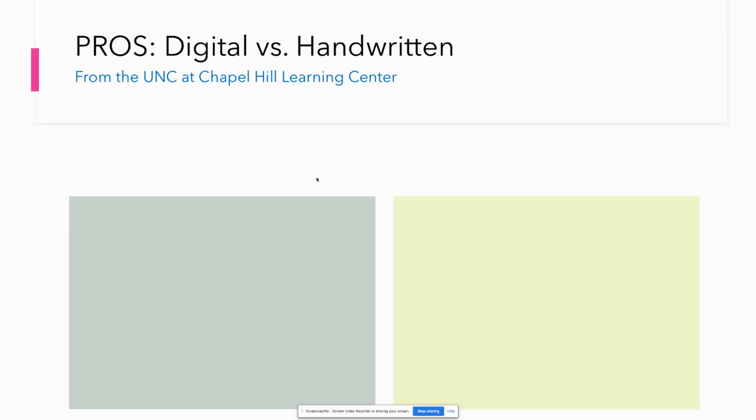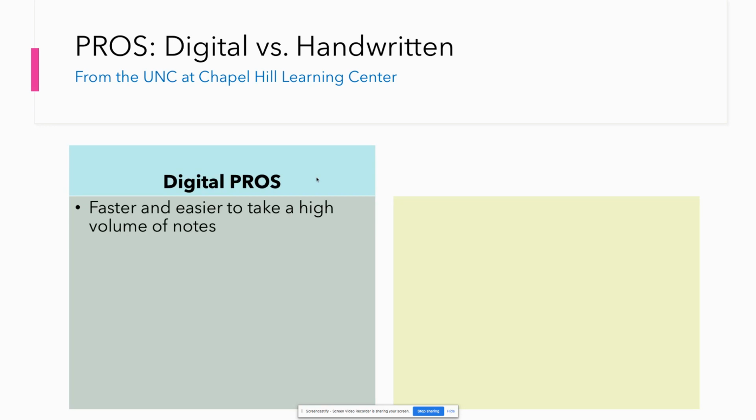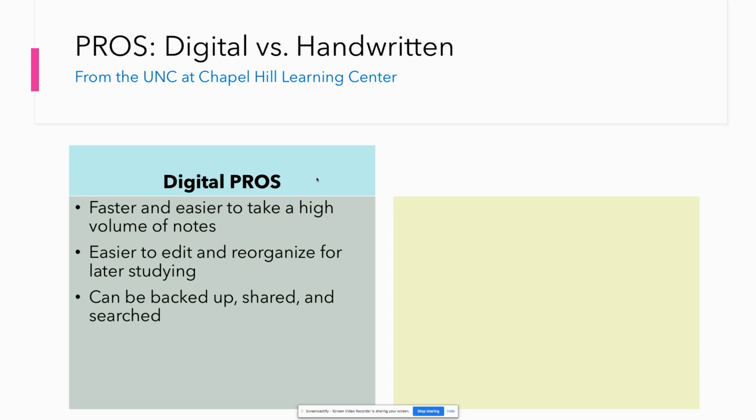Okay, so I got this from UNC Chapel Hill Learning Center. They list some of the pros of digital note-taking and handwritten note-taking. So some digital pros would be, it's a lot faster and easier to take a ton of notes on a computer. They're easier to edit and reorganize later on after the fact, because you can obviously reorder the information. You can back up your notes, you could share your notes. And then a really cool thing about digital notes is you can search them.